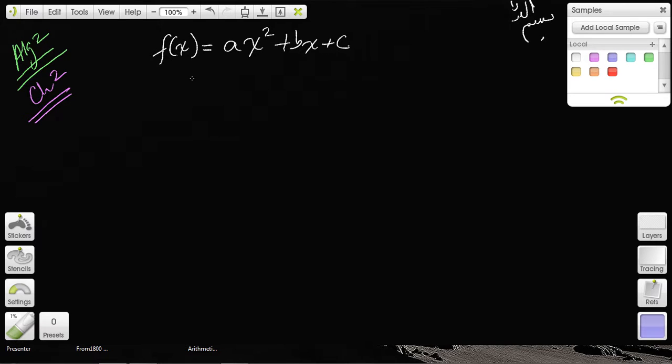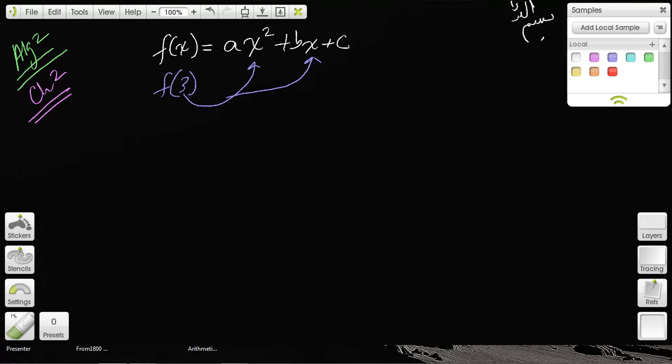I just wanted to share with you why synthetic substitution works. If you recall, synthetic substitution is when, for example, you have a function like this, I just chose a quadratic function as an example, and you wanted to find, let's say, f of 3, then you would take 3 and substitute 3 in place of every x, correct? So that's what synthetic substitution is.